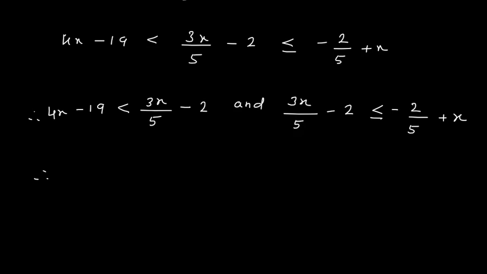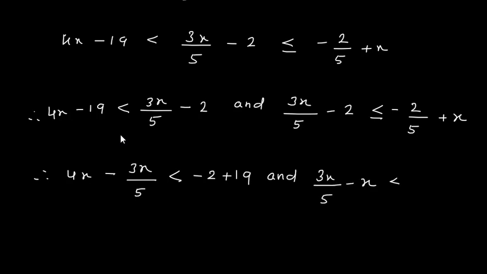Therefore 4x minus 3x upon 5 is less than minus 2 plus 19, and 3x upon 5 minus x is less than or equal to minus 2 upon 5 plus 2.